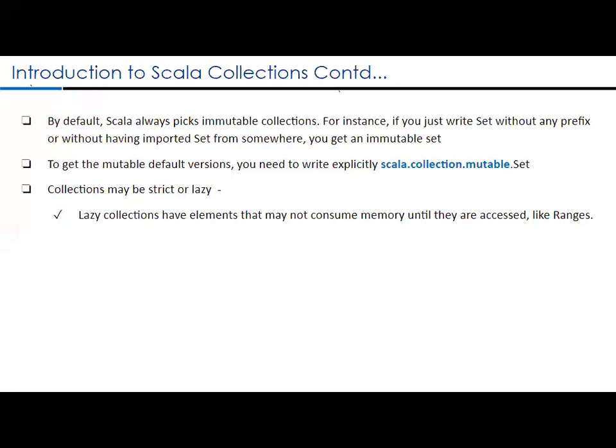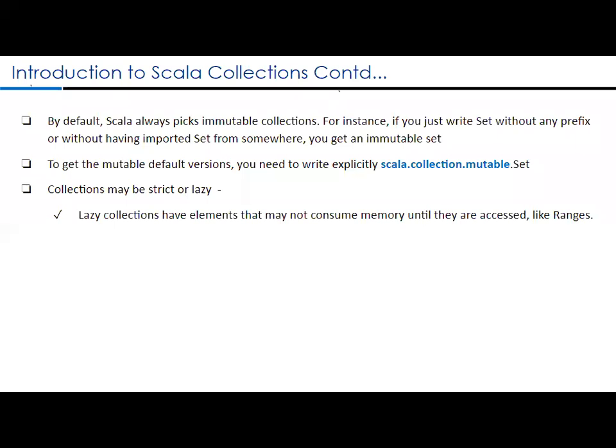To get the mutable version, you need to explicitly say Scala.collection.mutable. As I told you, by default, whenever you create any collection of type list or set, these classes will be imported from Scala.collection.immutable. So if I want to get the mutable version of, let's say, list and set, you have to import Scala.collection.mutable, and then only will you be able to use those classes.